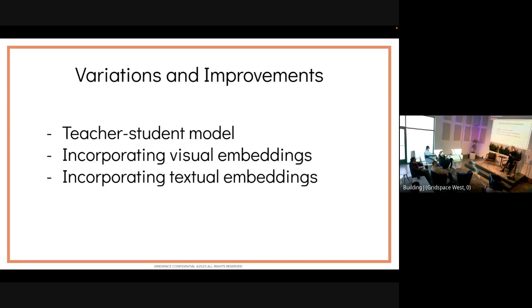You can incorporate visuals. There has been some research with videos, having not just the audio but another feature embedding of visual features. And there's also been some with textual input, so having a BERT-style language model whose output also feeds into your predictor.